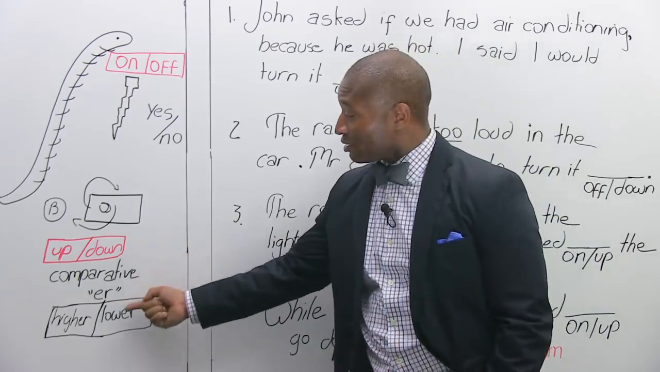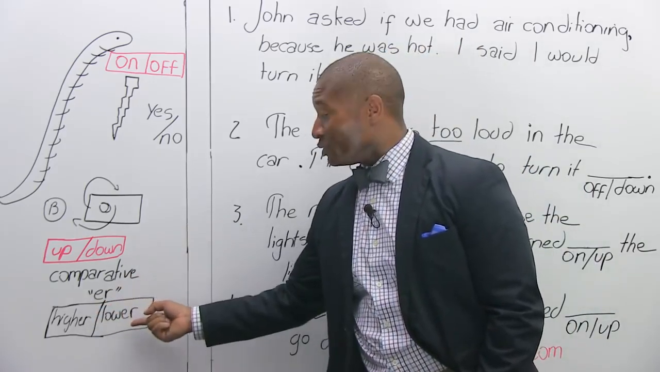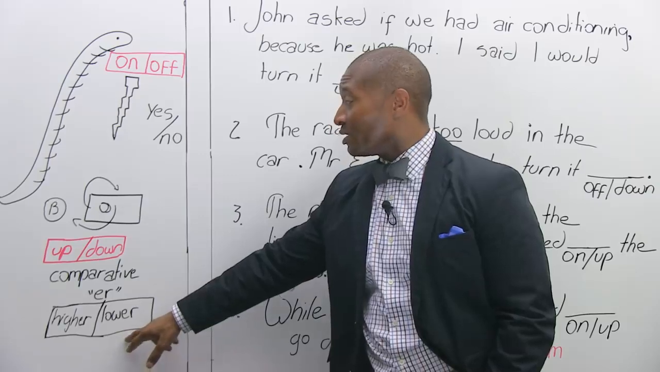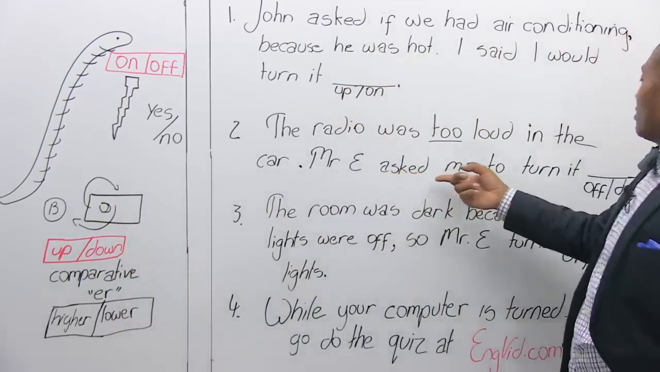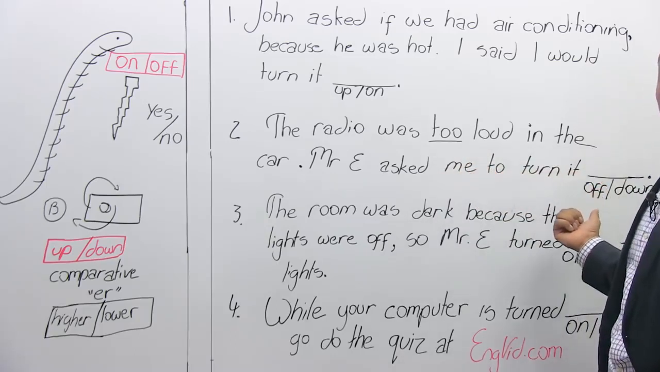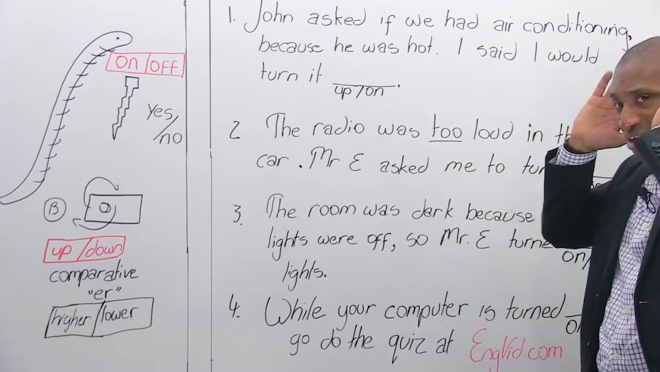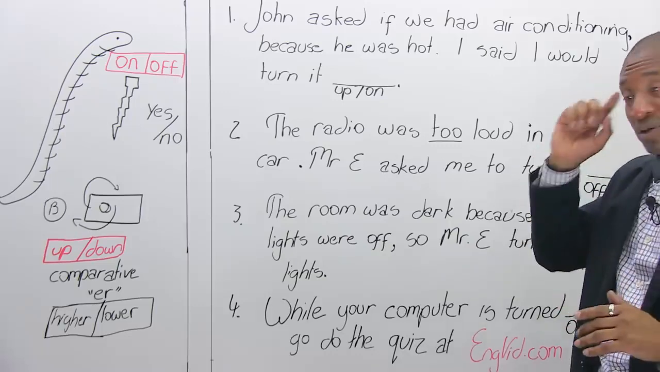Comparative over here, we have for higher or lower. If the music is too high, we want it lower. That means we want to turn it down. So Mr. E asked me to turn it down, not off. He likes the music, just not so loud. He's got little worm ears.